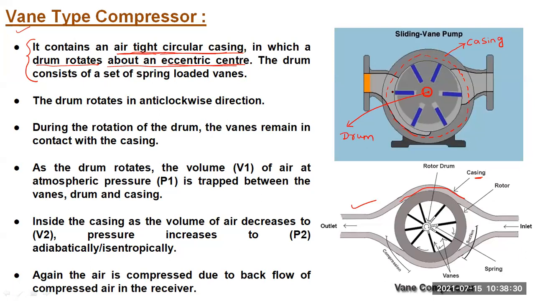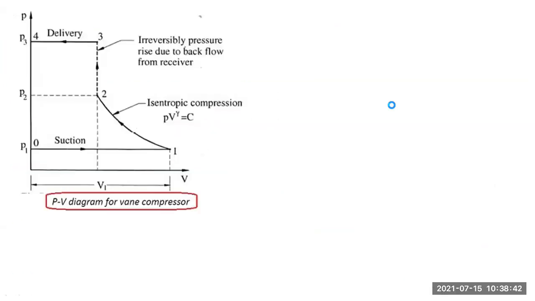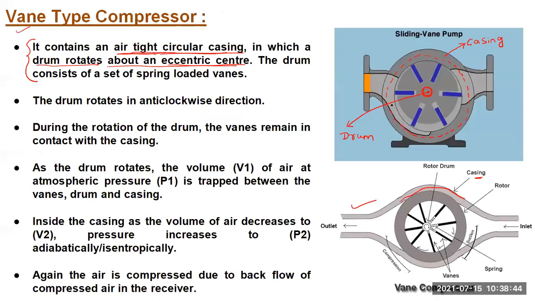Okay, the center of this casing is this one. The center of the drum is also this one. So about the same center, this drum will rotate as well as this casing will also rotate. Okay, so that's what I have written here. It contains an airtight circular casing in which a drum rotates about an eccentric center.